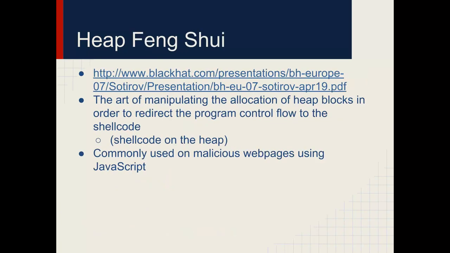Heap feng shui is a more sophisticated alternative to heap spraying. It involves allocating the heap blocks in the right order and sizes to manipulate the caches, the fast lists, the various different optimizations that may exist per heap allocator, which again depends on the compiler, in order to make it all very predictable. And there's a good presentation on it here by Alex Todorov.